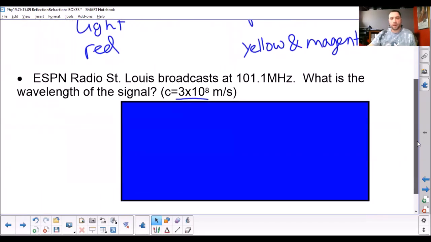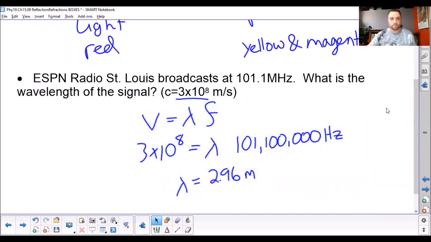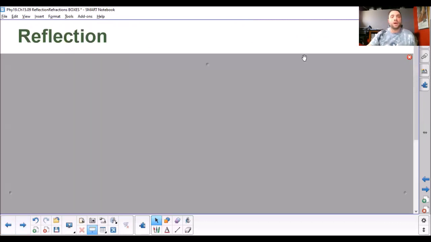ESPN radio broadcasts at 101.1 megahertz. Mega meaning a million, so you have to convert that. Then you have the speed of light, and you plug those in and solve for wavelength, and you get 2.96 meters. So just about 3 meters long is the wavelength. It seems kind of big, but it's moving at the speed of light, so it's moving pretty fast. Okay, first thing we're going to talk about is reflection.